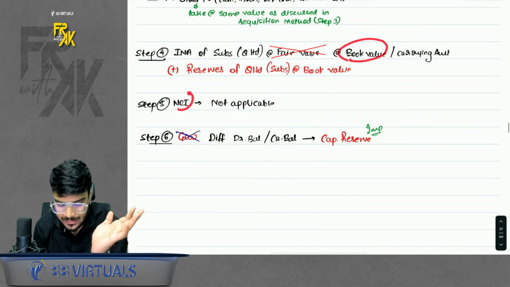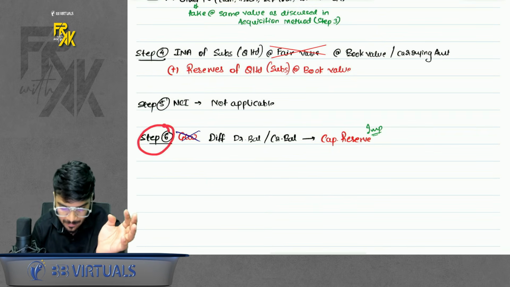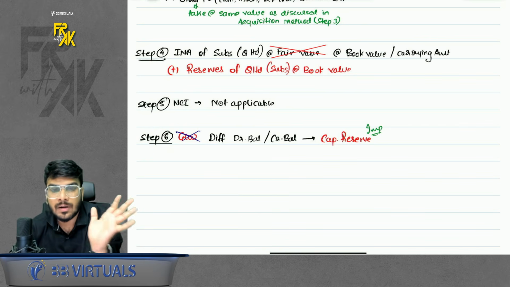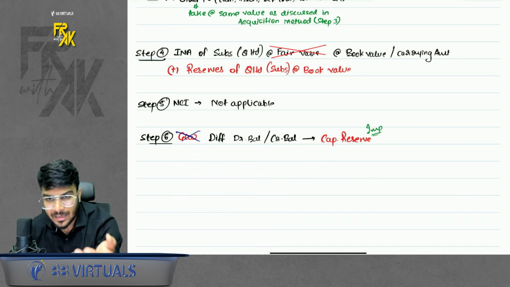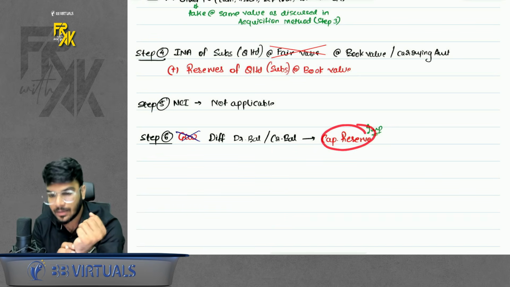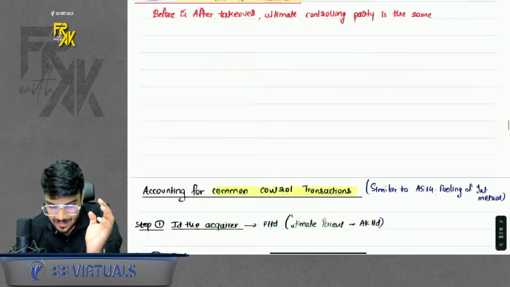Okay, NCI here is not applicable. And step number 6, because there is no transfer of control, there will be no goodwill or bargain purchase gain. Whatever difference comes either on the debit side or on the credit side, it will be transferred to capital reserve. Okay, so this was the basic concept of common control.